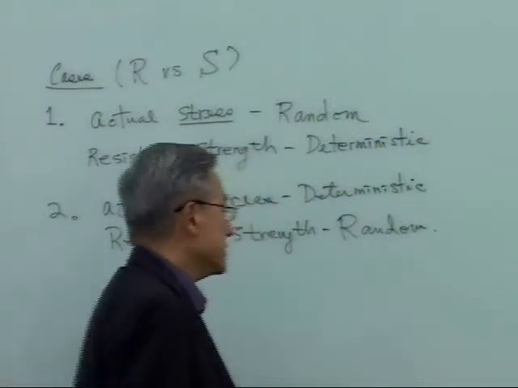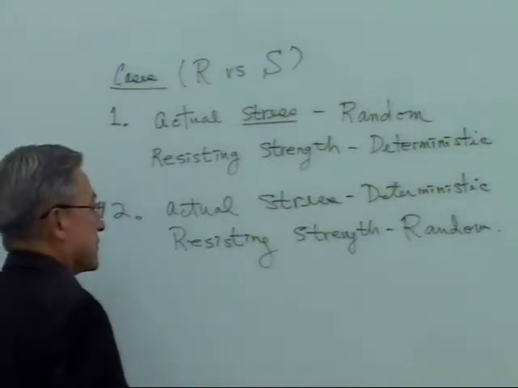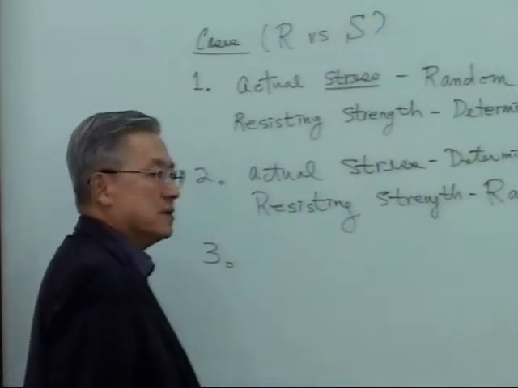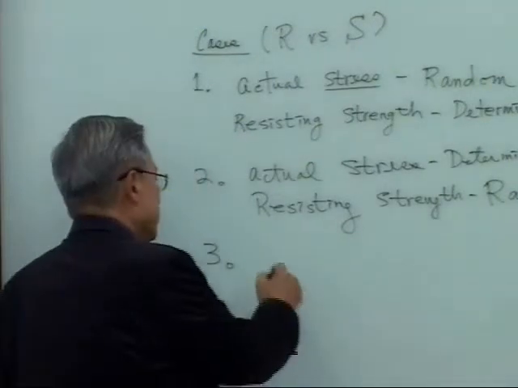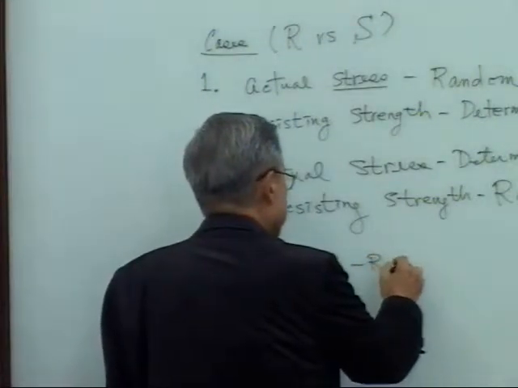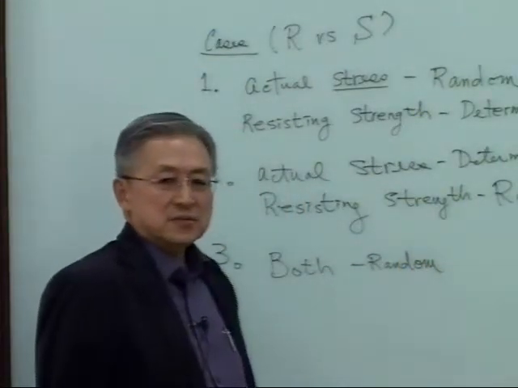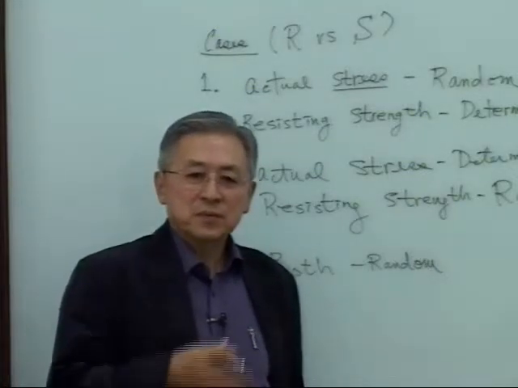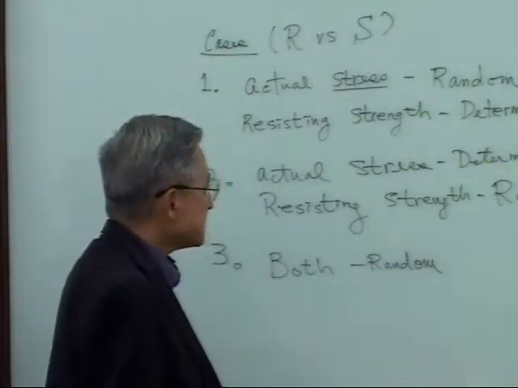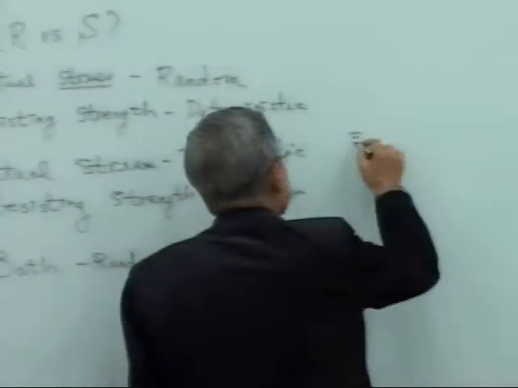Well, you have to perform the computation. What happens if it's in this situation? And of course, the third is we treat both as random. That's why we treat that as random to compute the probability of the failure. That's what's happening.